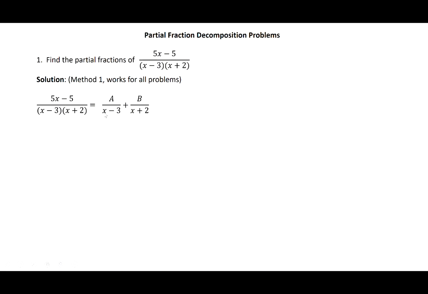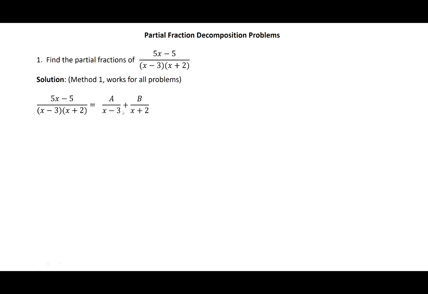To begin with, we will write down A over x minus 3 plus B over x plus 2. And in the next step, let's multiply both sides by this big denominator, x minus 3 times x plus 2. Cool? What would you get on the left-hand side if you multiply by this denominator? Well, the denominators divide into 1 and reduce to 1, and you get 5x minus 5, right? Cool. So 5x minus 5 on the left-hand side.